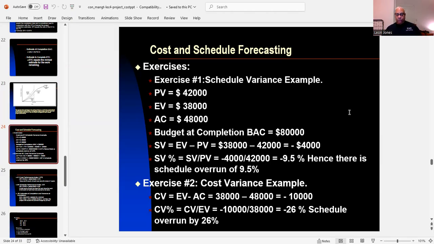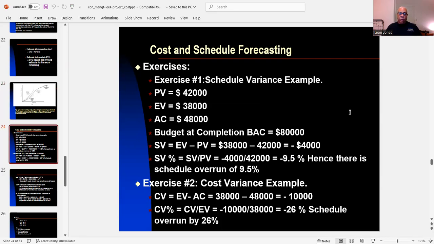So in percent, remember when we have SV, EV, when there's an overrun, there's a negative, and this is what you're going to have in this problem. No, you're not going to use absolute value. You're going to use negative. And when you take the equation, you plug in the numbers, you're going to get a negative percent, negative 9.5%. Hence, there is a schedule overrun.